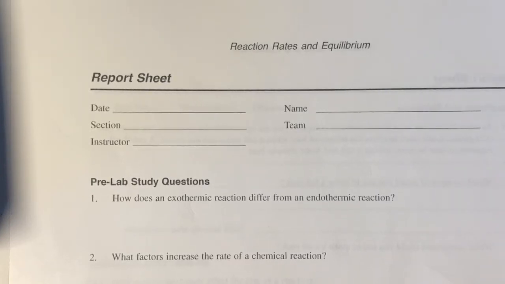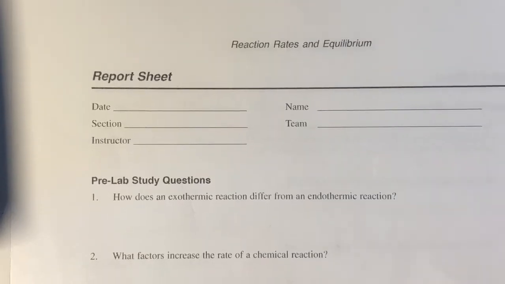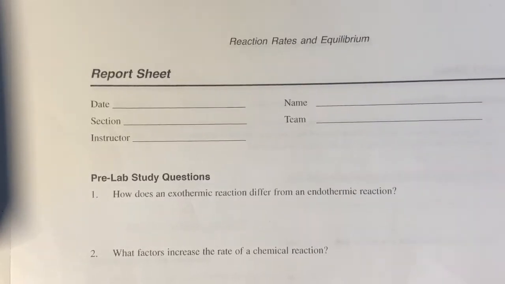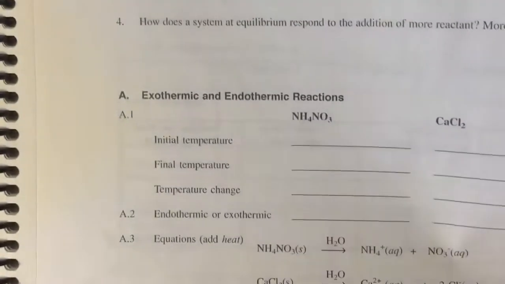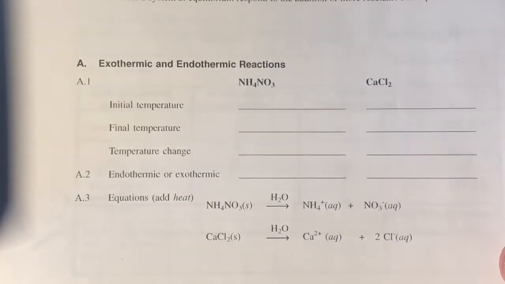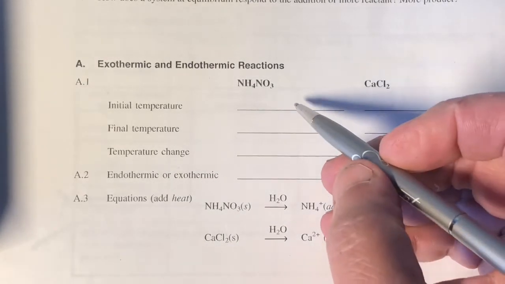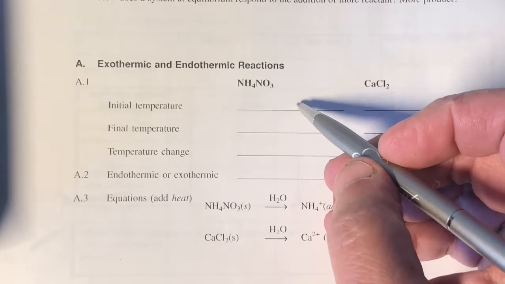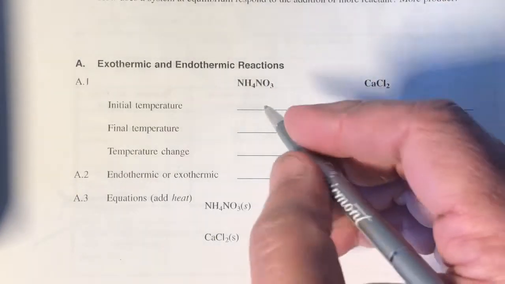Hi, today's video is going to be Lab 15, which is reaction rates in equilibrium. It's kind of a fun one. There's a lot of visual stuff, but not a lot of calculations. The first part of it, I'll just talk about, but what you've done is taken a small amount of ammonium nitrate and put it in a test tube of water, and then second we put a little bit of calcium chloride in a test tube of water and see what happens.